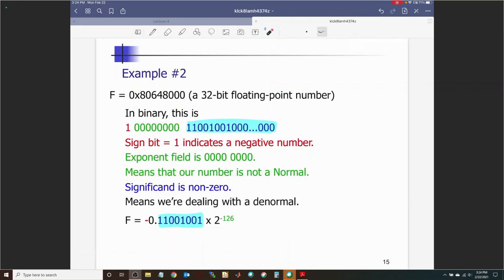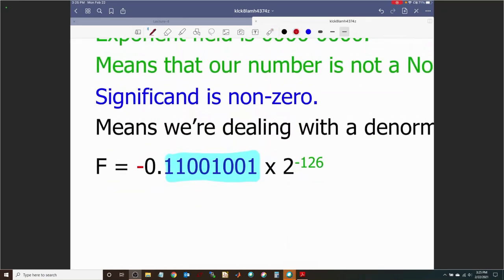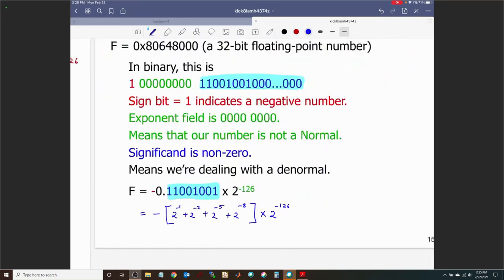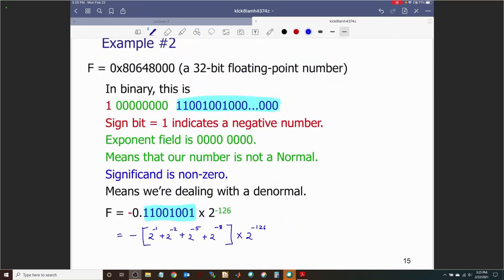So what can you do with this? Well, you can say this equals negative of 2 raised to -1 plus 2 raised to -2 plus 2 raised to, what, 3, 4, 5, 2 raised to -5 plus 2 raised to what, 5, 6, 7, 8. All of that multiplied by 2 raised to -126, whatever number you get, that is going to be your answer in decimal.